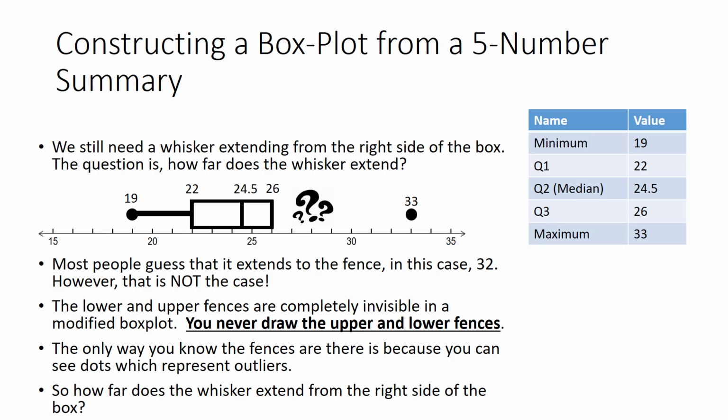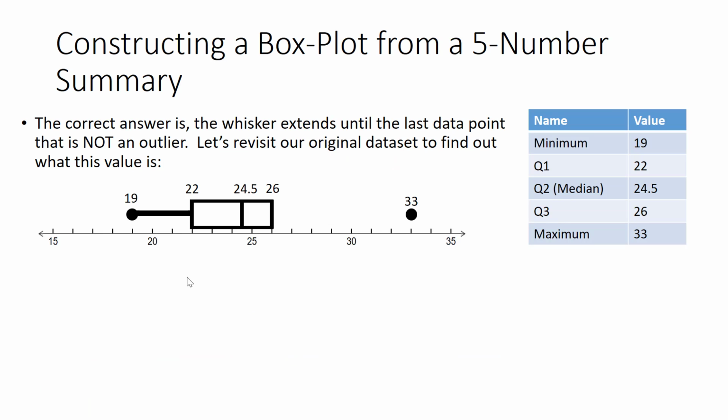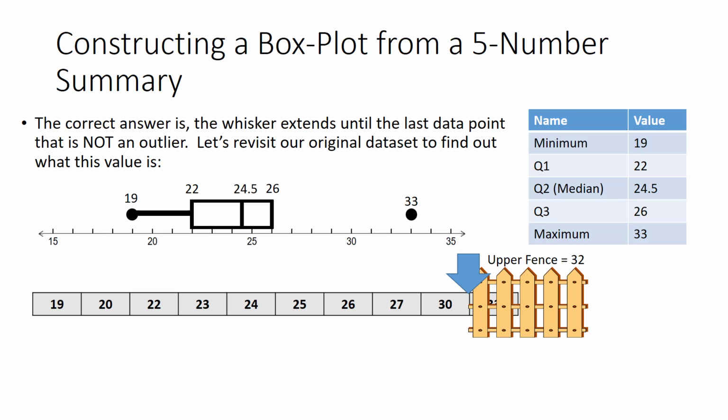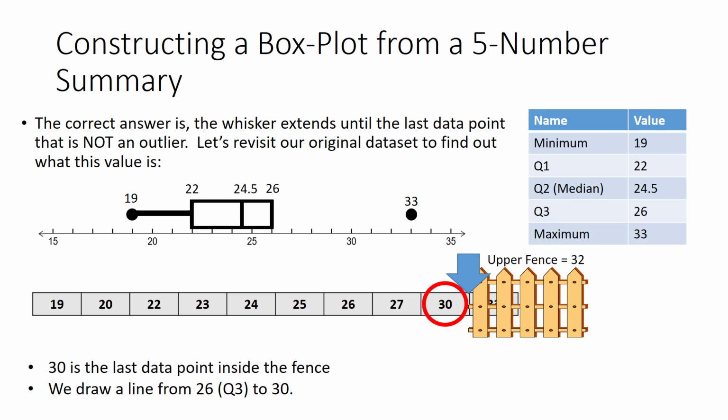So how far does the whisker extend from the right side of the box? The correct answer is the whisker extends until the last data point that is not an outlier. Let's revisit our original data set to find out what this value is. Our upper fence is 32. So the last data point inside of our fence is 30. Therefore, we draw a line from the right edge of the box at 26 to 30. And that's it. That's our modified box plot.